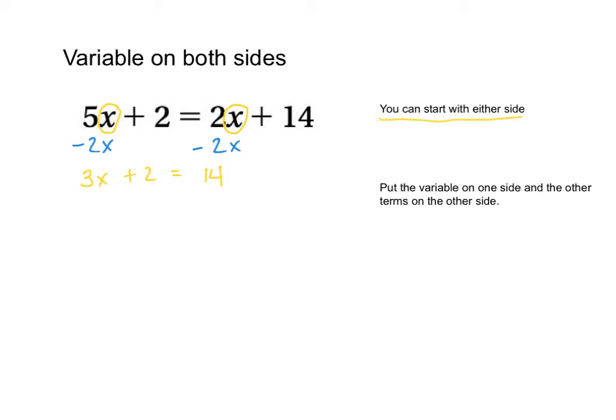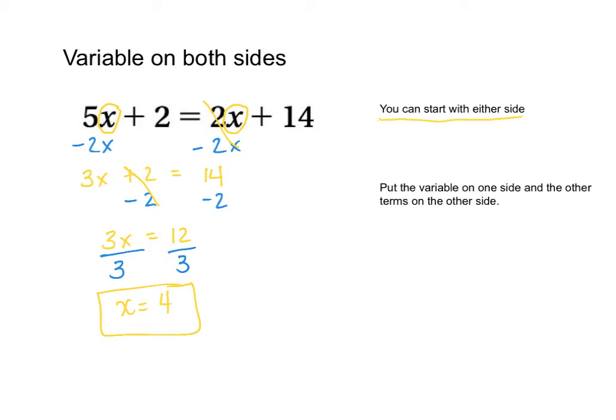From here, remember, we want to isolate our variable, get our variable alone. We're going to subtract 2 from both sides. This will cancel, and we're left with 3x equals 14 minus 2, which gives us 12. We can divide both sides by 3, and then we're left with x equals 4.